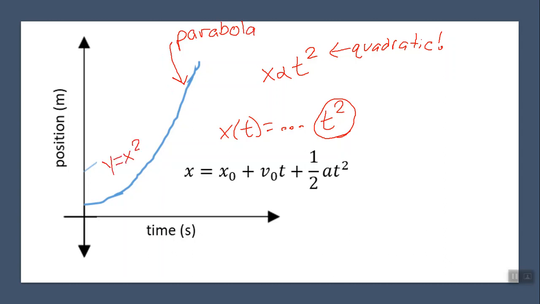Normally you see it in this form, y equals x squared, but we're going to see it in x equals t squared because we have position and time. But this quadratic relationship, the fact that this time term ends up being squared, is what causes all of these position time curves to be a parabola for accelerated motion.